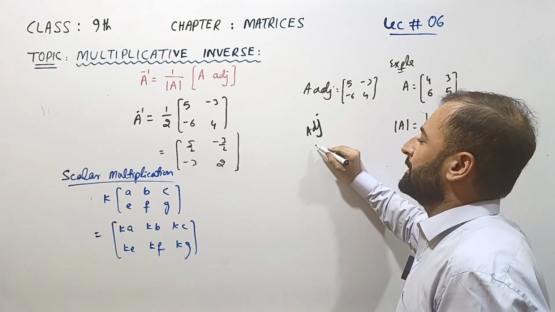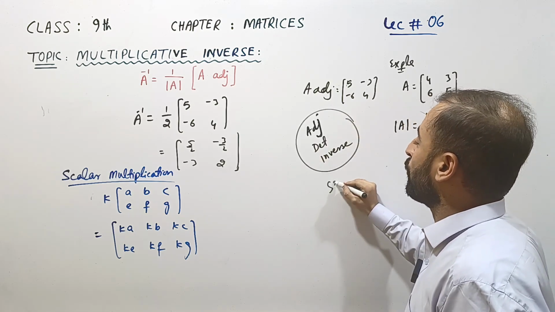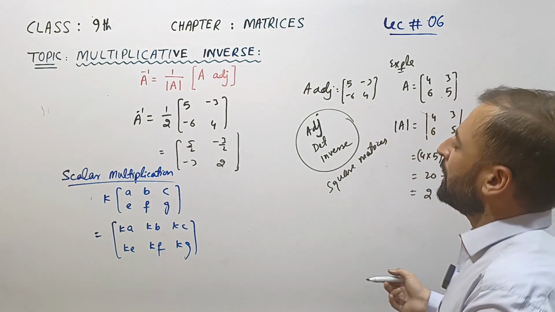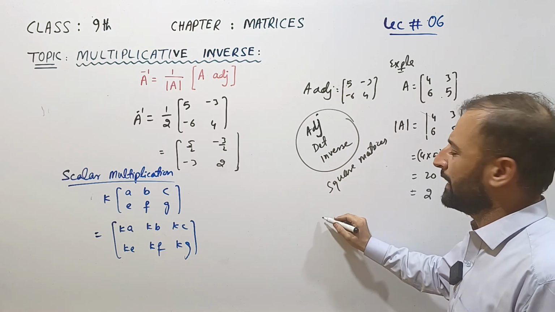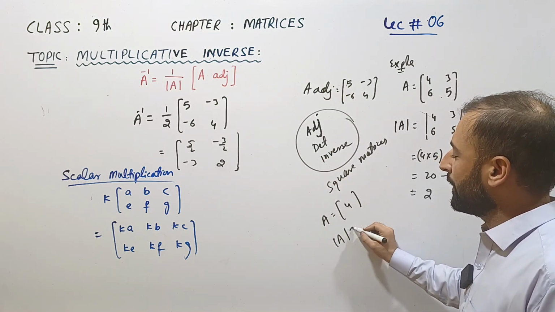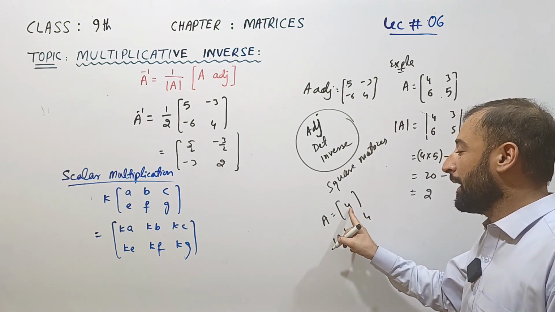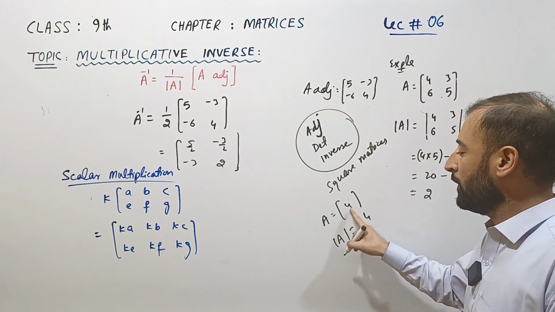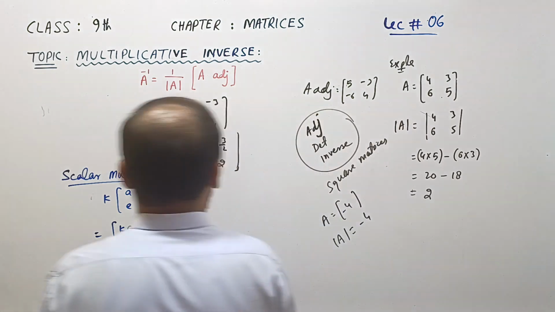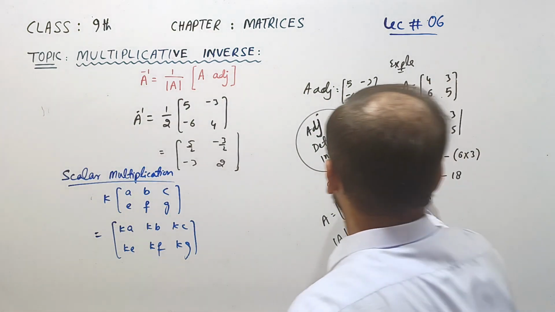Students, I tell you that adjoint, determinant and inverse are defined for square matrices only. Even it can be a one by one matrix. If we are given a one by one matrix, then its determinant will be the element in the matrix. Determinant of a one by one matrix is the element in the matrix. If it is four, the determinant will be four; if it is minus four, it will be minus four. But then, of course, we have two by two matrices at ninth level.